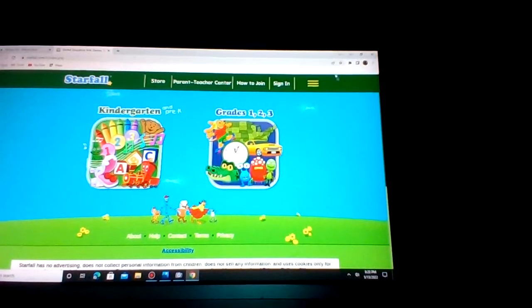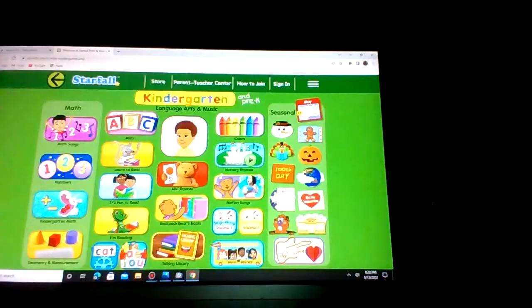Starfall is a free online educational service that allows children to have games, books, movies, principles, and lessons. Starfall is a research place and is free.